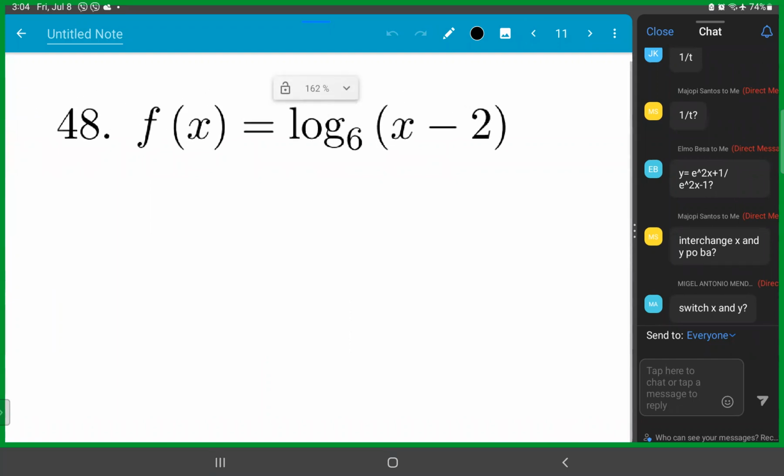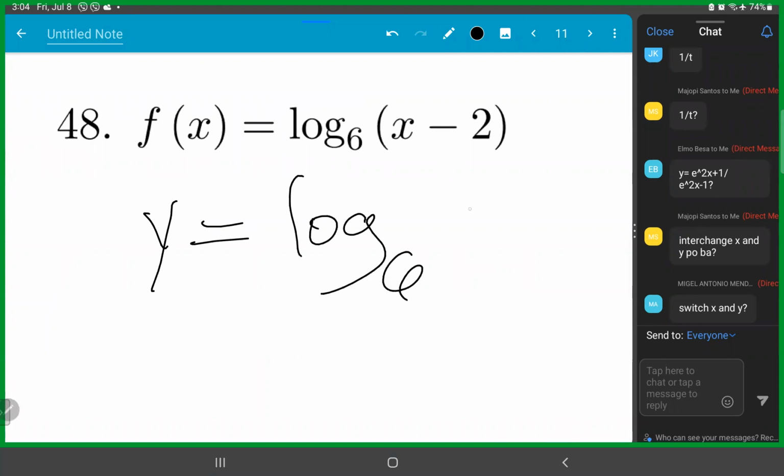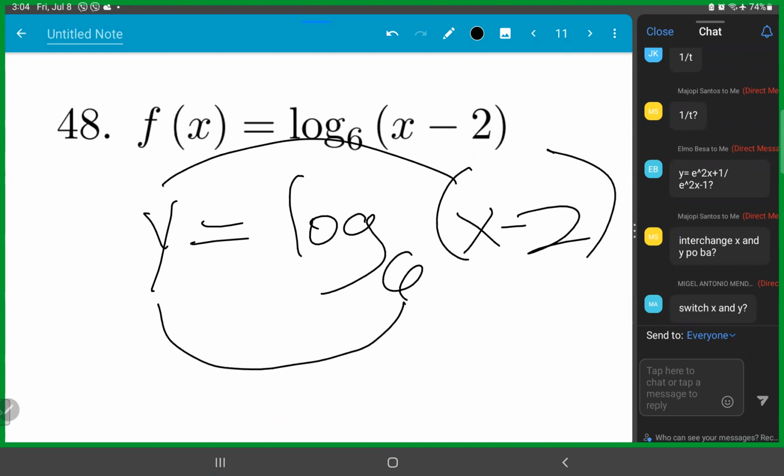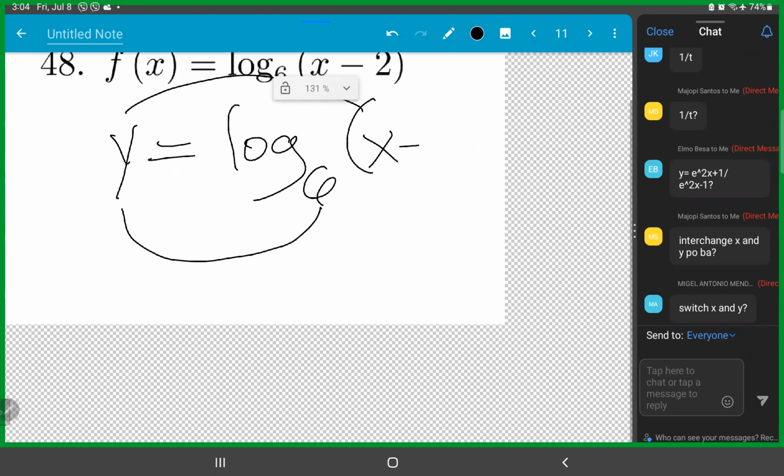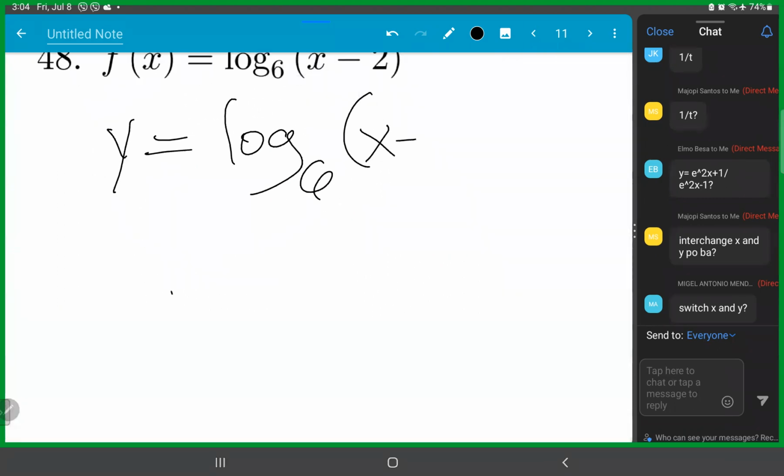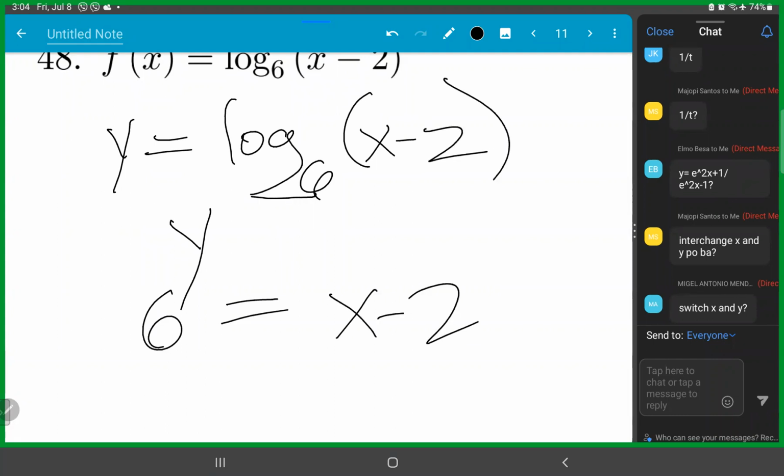So isa pa, ito naman, naka-logarithm tayo. So mag-i-inverse ka, hanapin mo yung inverse. So kailangan naka-base 6 yung inverse mo. And then ito madali na, no? Kasi gamitin mo na lang yung diagram na ginagamit. So dito naman naka-clockwise ka. 6 to the y equals this.